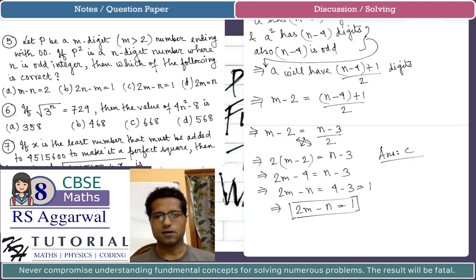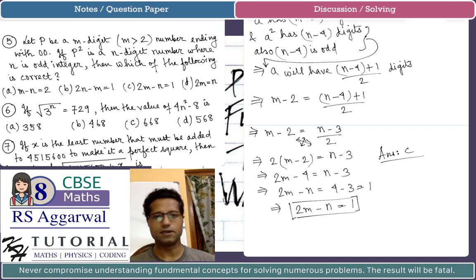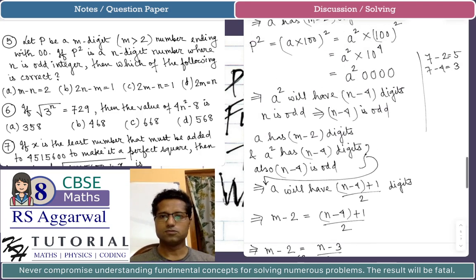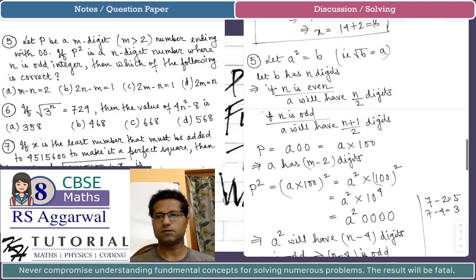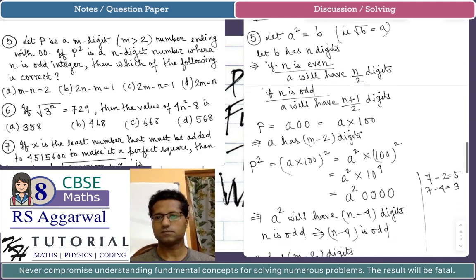So this was a conceptual problem based on the fact that if a perfect square has n digits, and if n is odd, then its square root will have n plus 1 by 2 digits, and if n is even, then the square root will have n by 2 digits. This problem is entirely based on this concept. Okay, so you can take a screenshot of the solution.